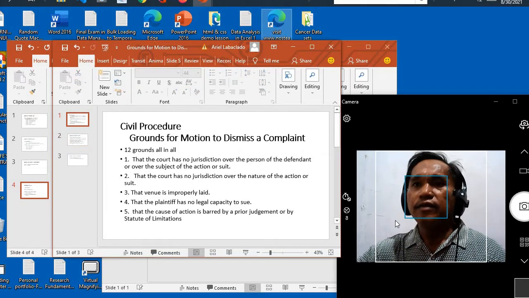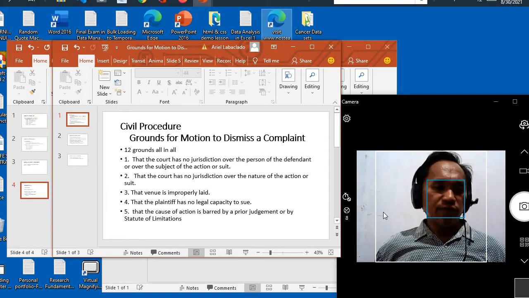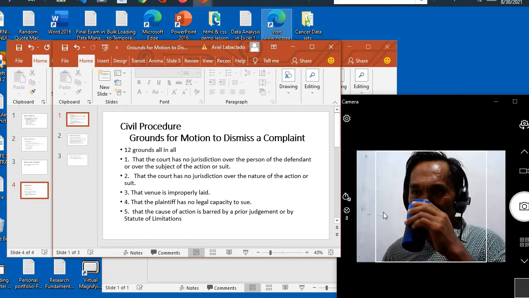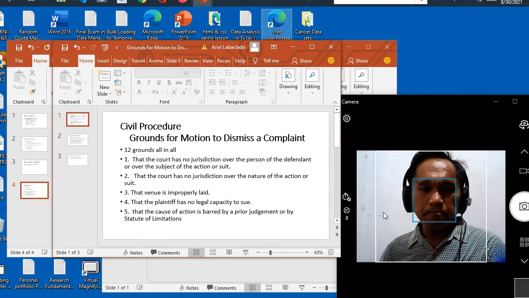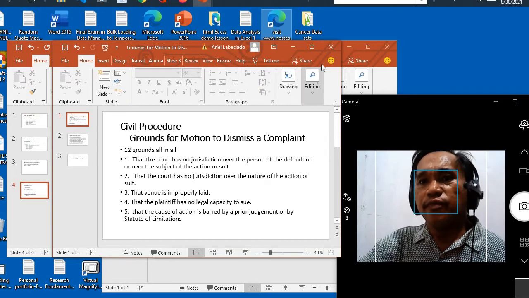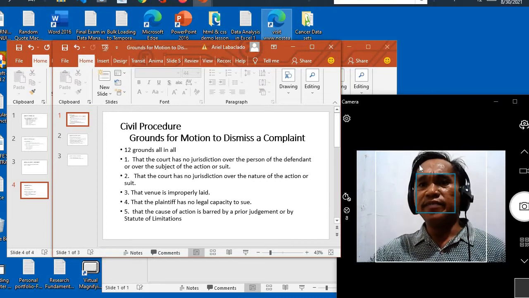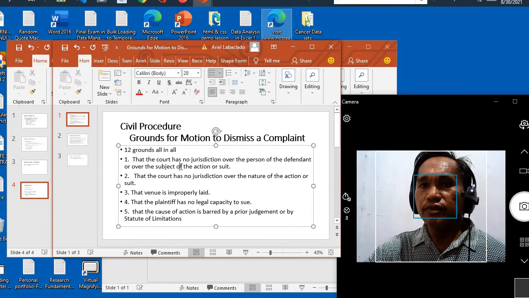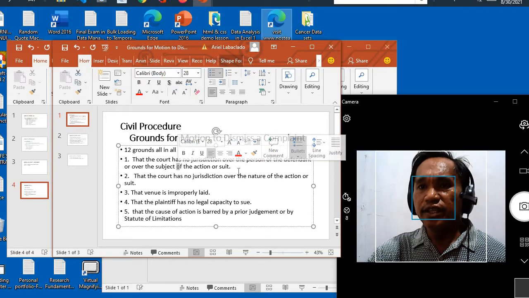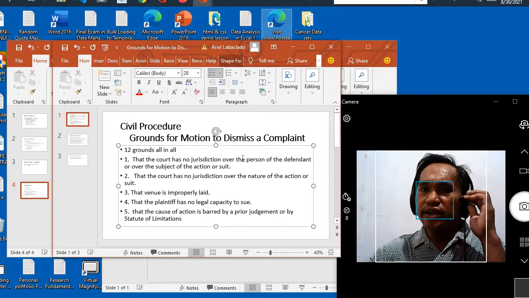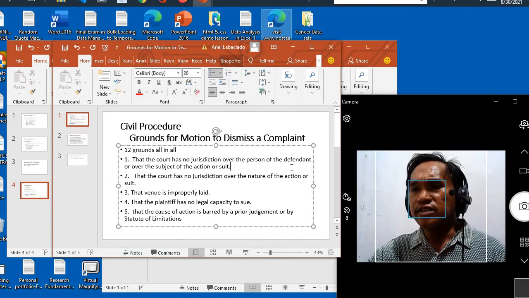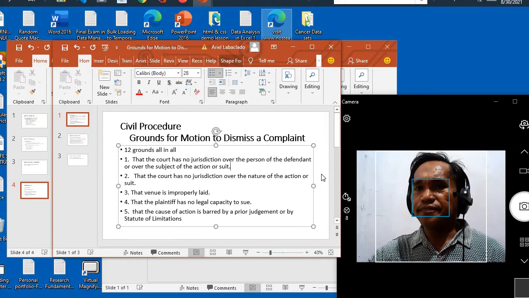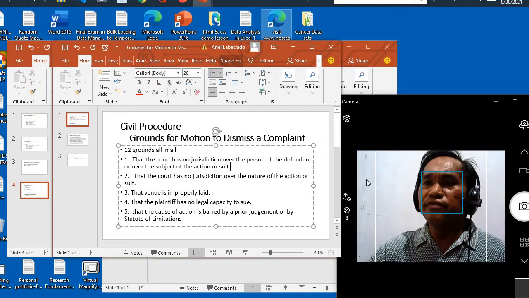So, what are the grounds for motion to dismiss a complaint? One, that the court has no jurisdiction over the person of the defendant or over the subject of the action or suit. So that will be a ground for motion to dismiss.